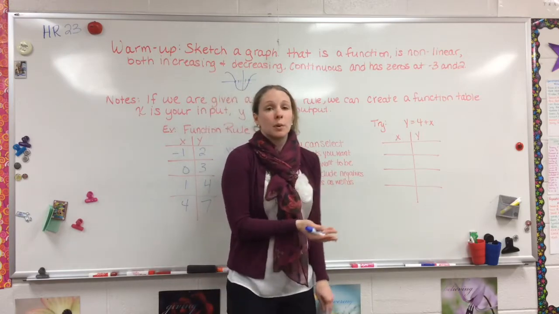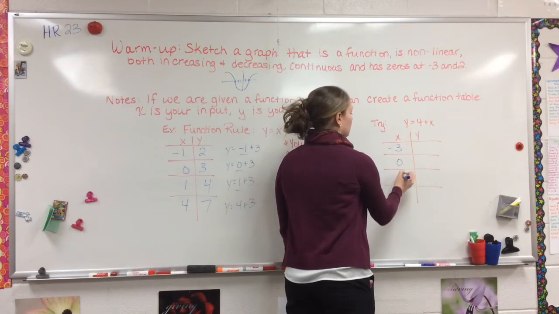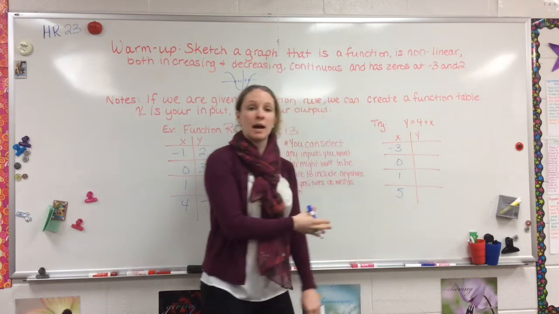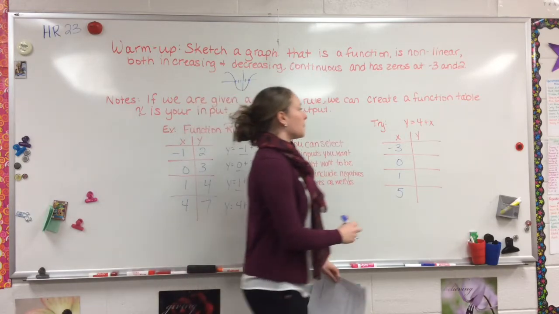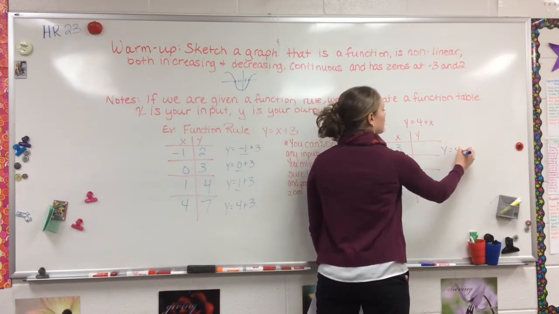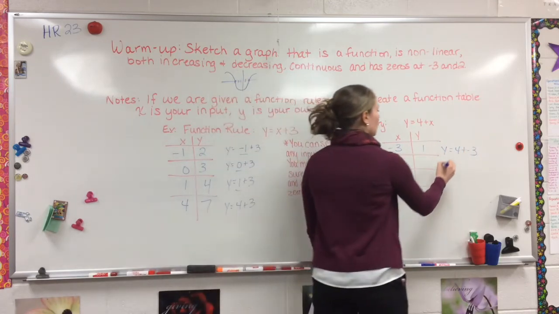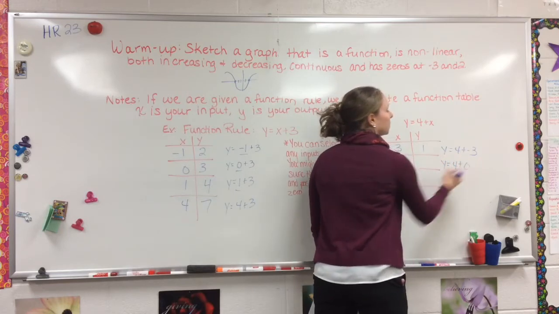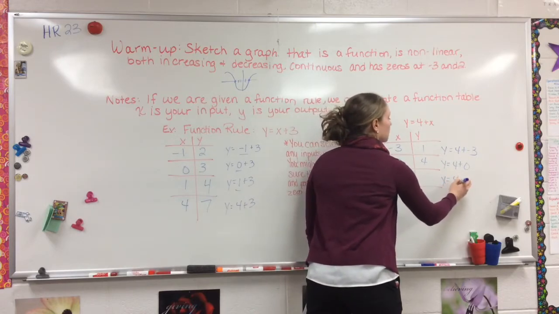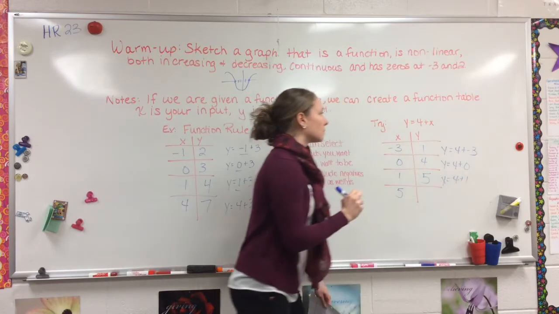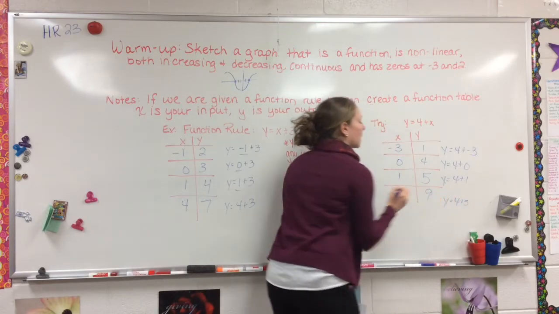Okay, so you can pick any input that you want. Say we did -3, 0, 1, and 5. You may match mine, your mix may be different. You could add mine to the bottom if you would like. So here we have y equals 4 plus -3, which would be 1. Y equals 4 plus 0, which is 4. Y equals 4 plus 1, or 5. And y equals 4 plus 5, which is 9.